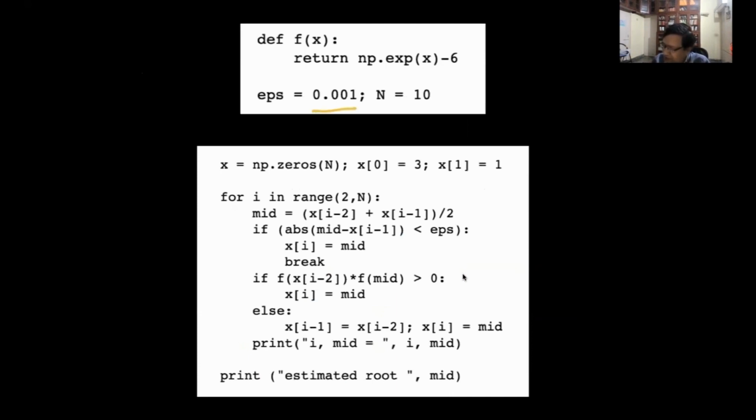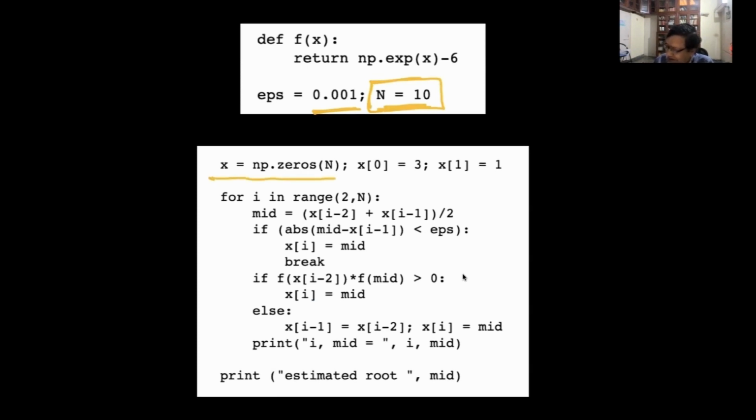My epsilon is 0.001. That's what I'm choosing. I also need to make a bound, because sometimes we may not converge in 1,000 steps or 10,000 steps, so it's a good idea to keep a bound. I'll say a maximum of 10 iterations, and it turns out for this we converge in 10 iterations.